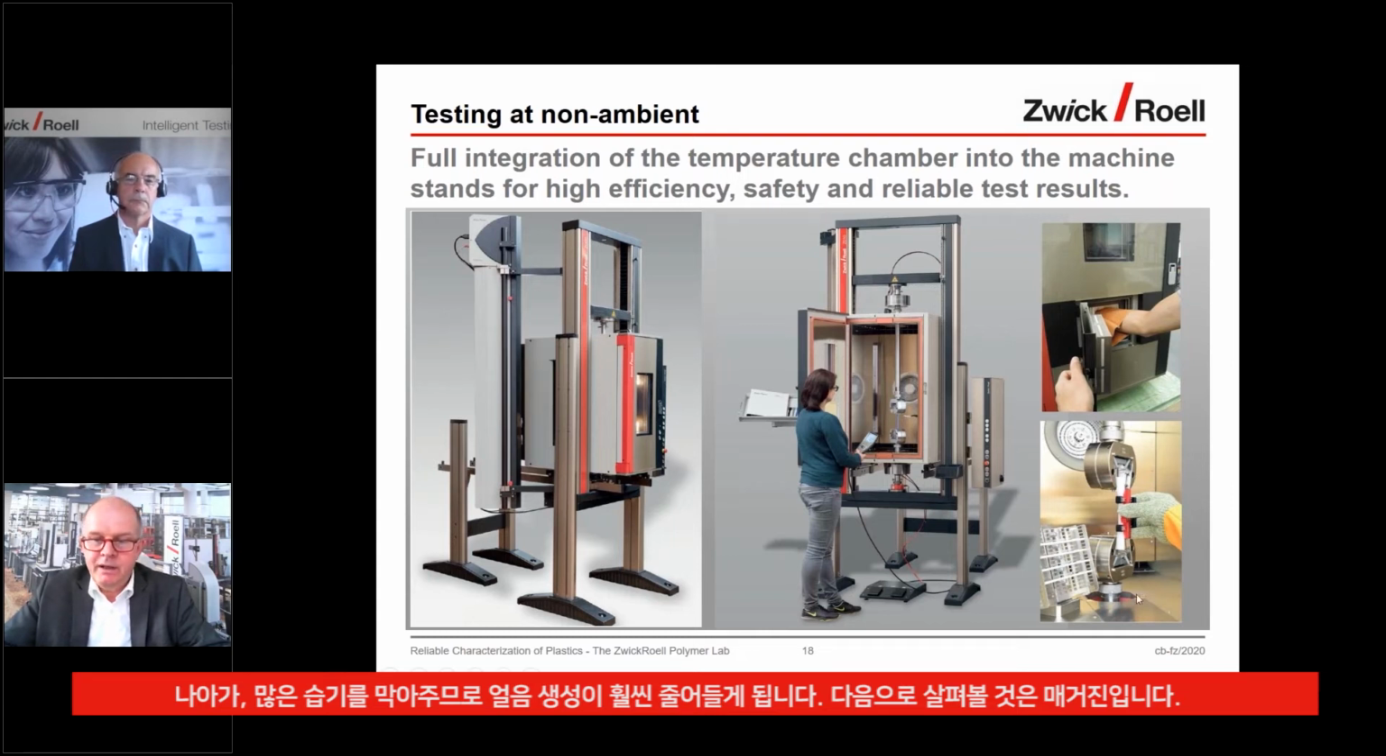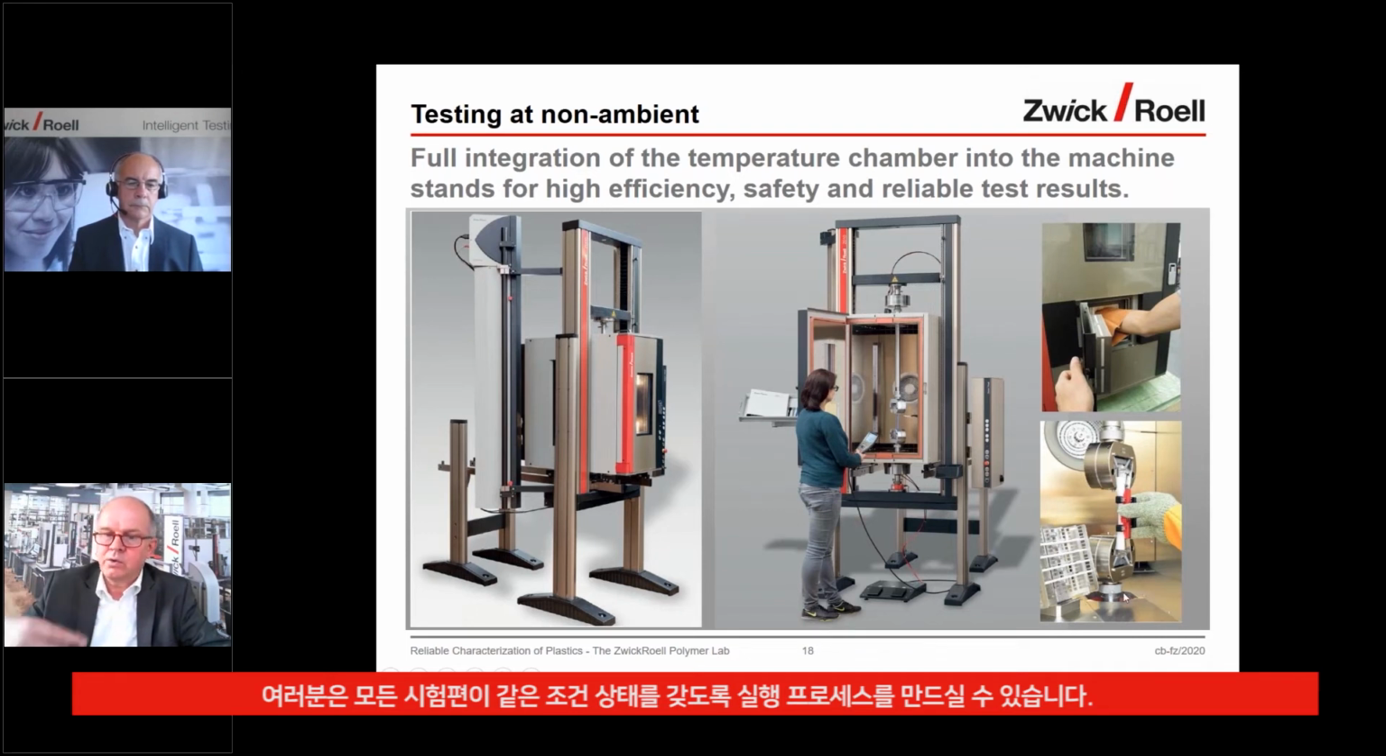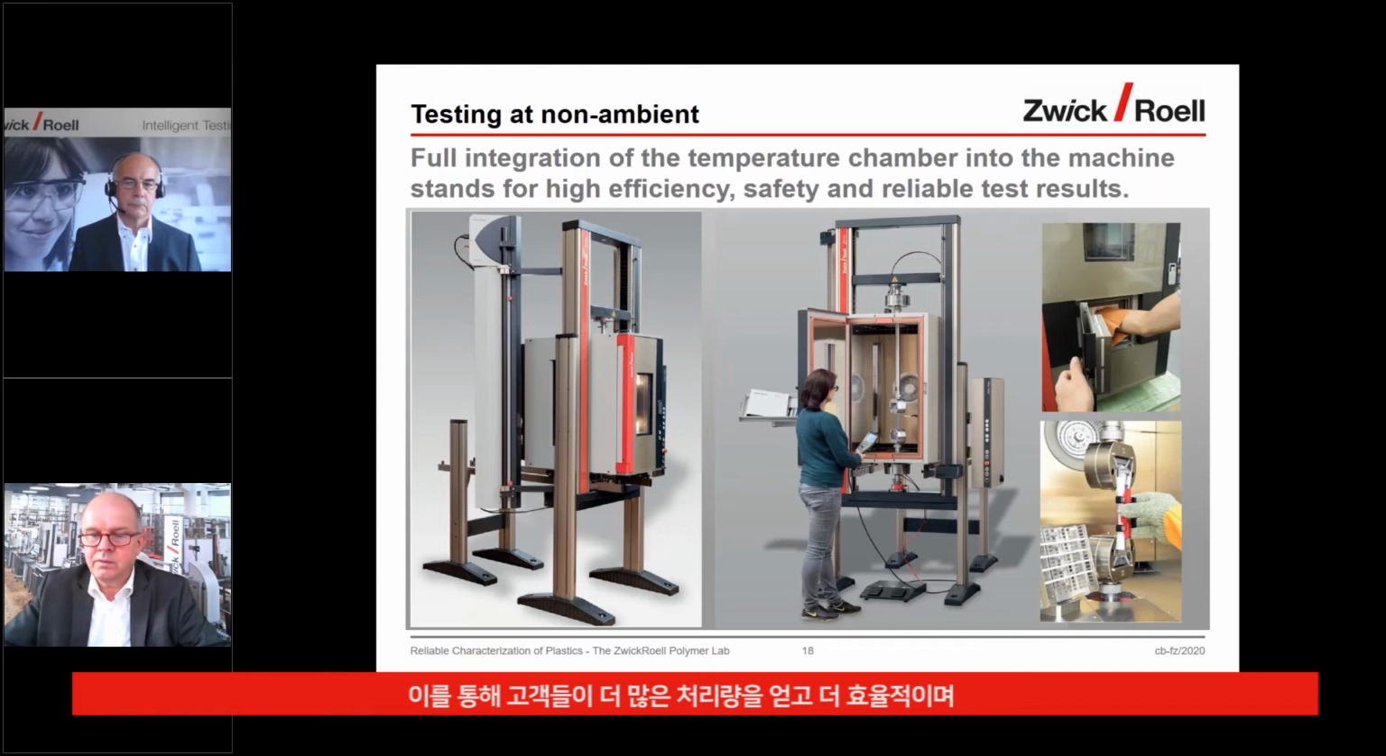So what else do we have here? We have this magazine. This is an intermediate magazine. What you can do is you put your specimen into this magazine, which is in the chamber, so to precondition it for a certain time, and then you can just take the new specimen from the magazine and put a fresh specimen into it again. So you create a running process where all your test specimens have the same state of conditioning.